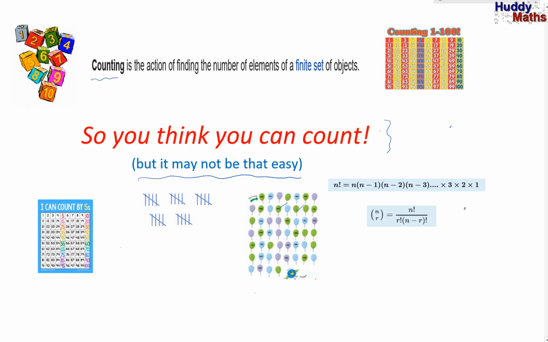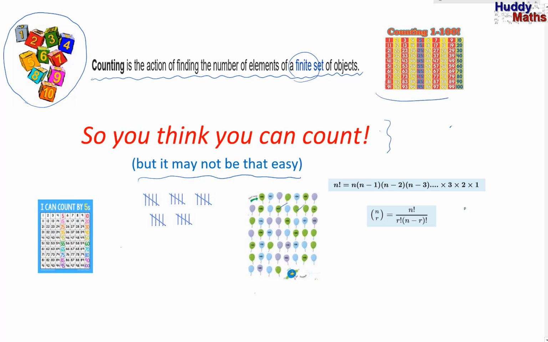Counting is the action of finding the number of elements of a finite set of objects, or number of elements in a finite set. Finite, it's ending. It has a beginning and an end, not like the real number set, for example. Here, in the top left of the screen, we've got some blocks that you started using when you were counting. They've all got numbers on them, so it's easy to count up how many there are.